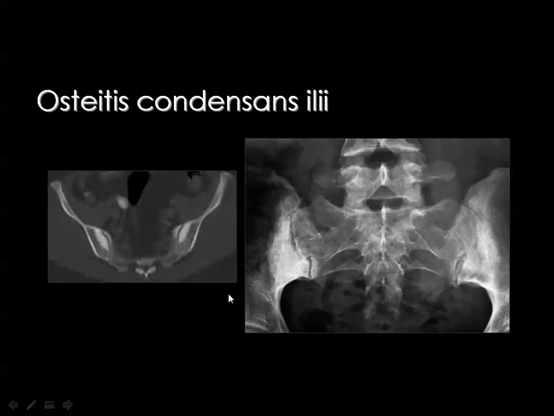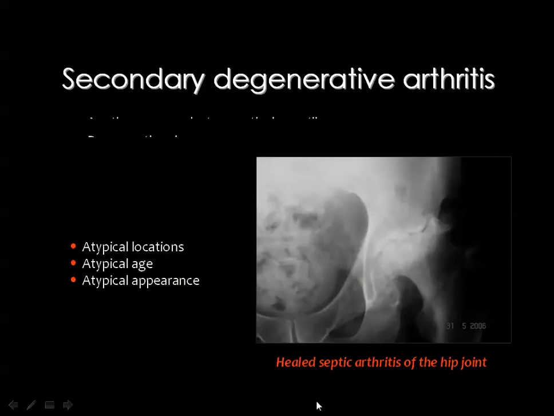And this is an example by CT and by X-ray. Bilateral sclerotic reaction on the iliac side of the sacroiliac joint. The joint space is well preserved. The sacral side does not show any pathologic changes.